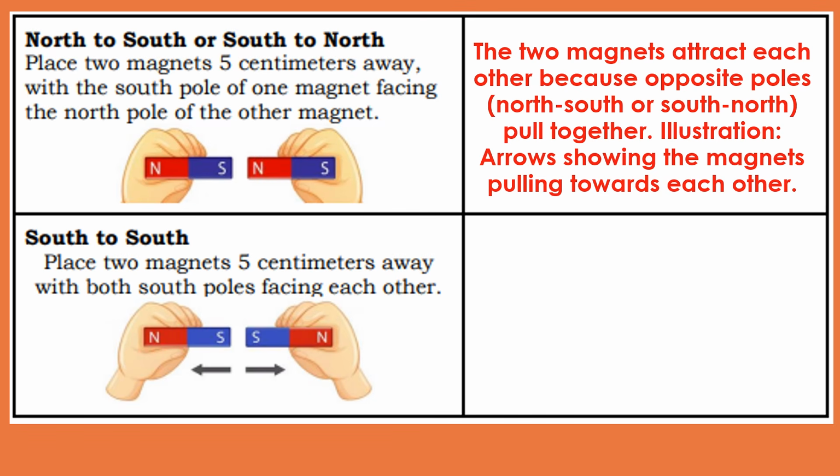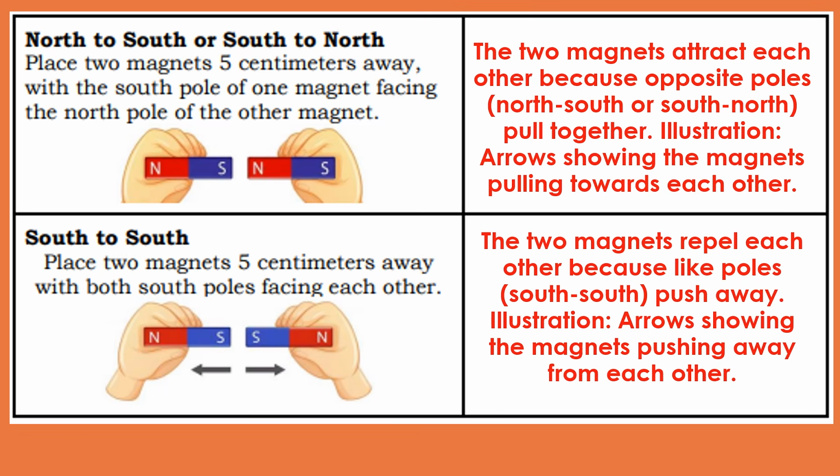And the last one, south to south. Place two magnets 5 centimeters away with both south poles facing each other. Possible answer: the two magnets repel each other because like poles, south to south, push away. The illustration: arrows showing the magnets pushing away from each other.